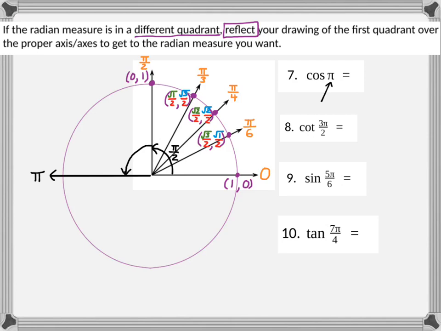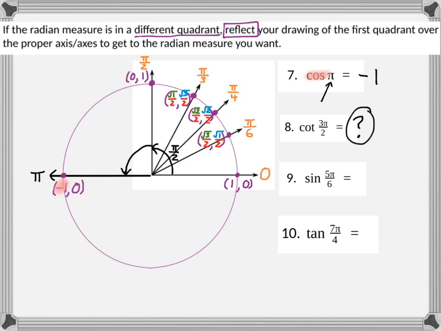Okay, sorry, I got distracted. So we got pi over there. We need to figure out the coordinates of that point. Being on the other side, it's just simply negative 1, 0, since we're negative on the x-axis. If I'm looking for the cosine of pi, that would be the x value, so we're looking at negative 1. There, not too bad.